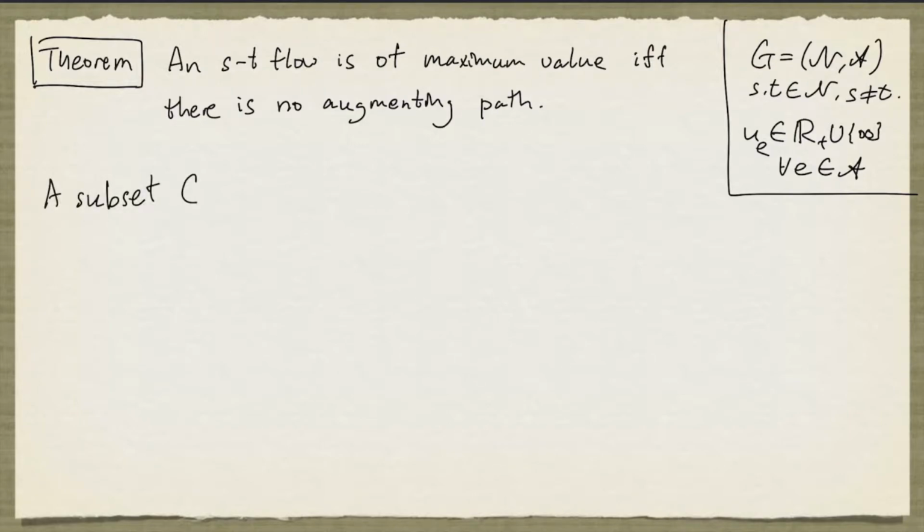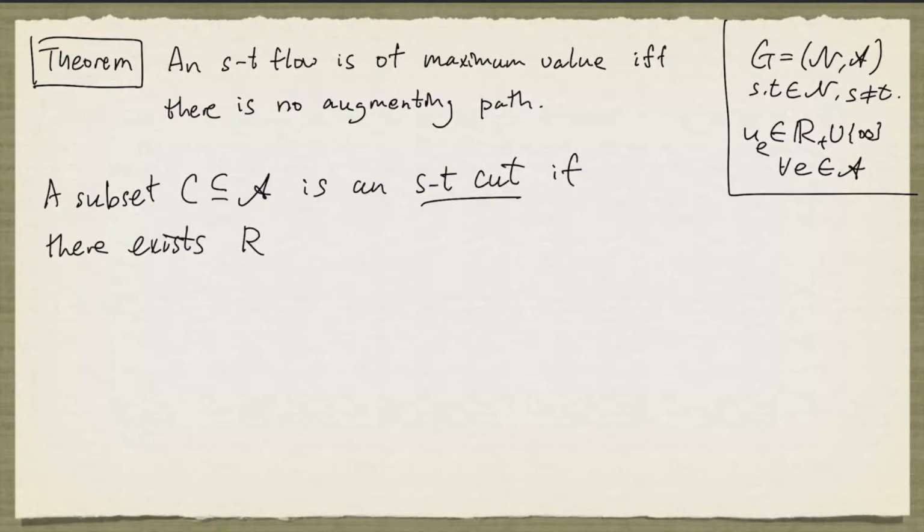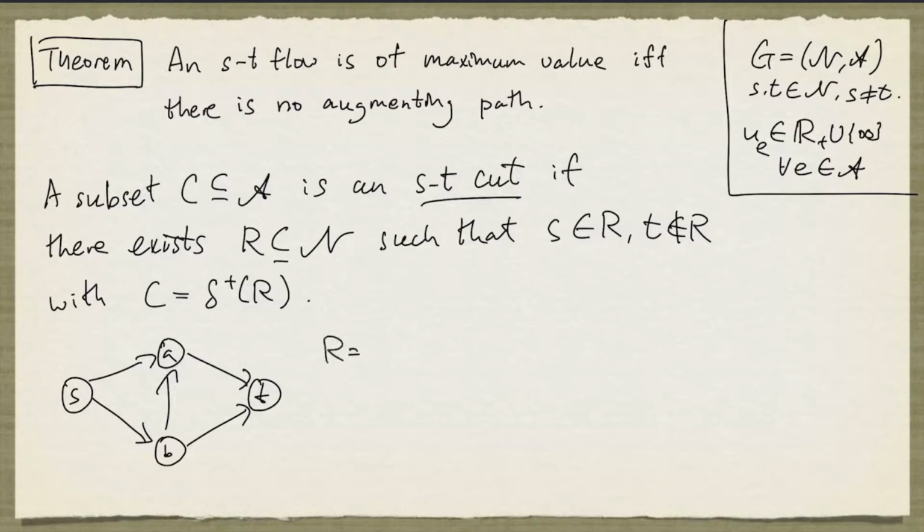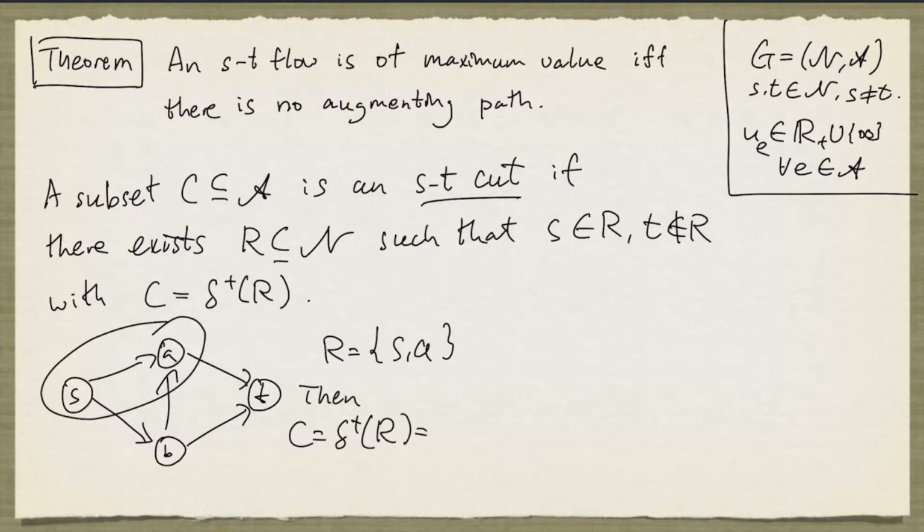A subset of the arcs C is an ST cut if there exists a subset of the nodes R such that S is in R and T is not in R, where C is given by the set of arcs with tail in R and head not in R. For this directed graph here, if R is the set S comma A, then C, given by the set of arcs with tail in R and head not in R, we have the arcs AT and SB.